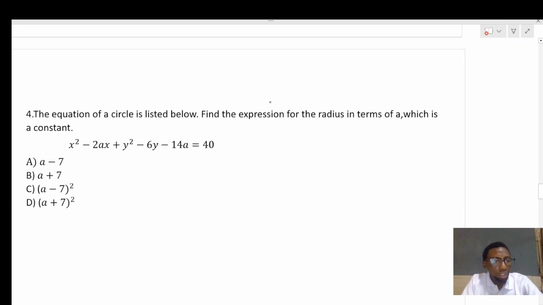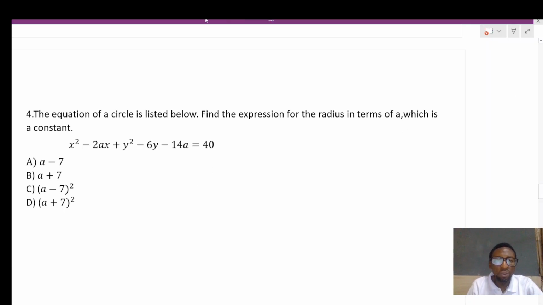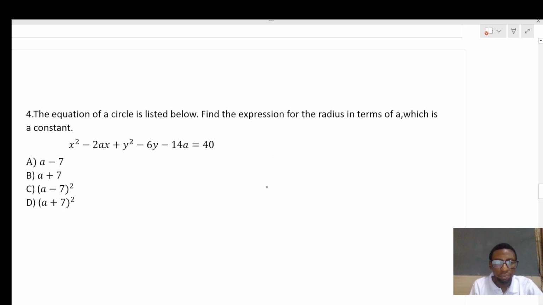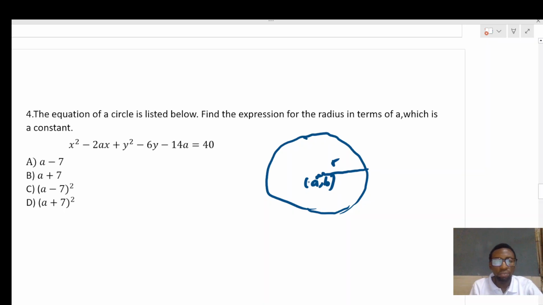Question 4 says the equation of a circle is listed below. Find the expression for radius in terms of A, which is a constant. So this is a question on circles. Let me give some background knowledge. Let's say this is a circle with center O, center A and B. This is the radius.